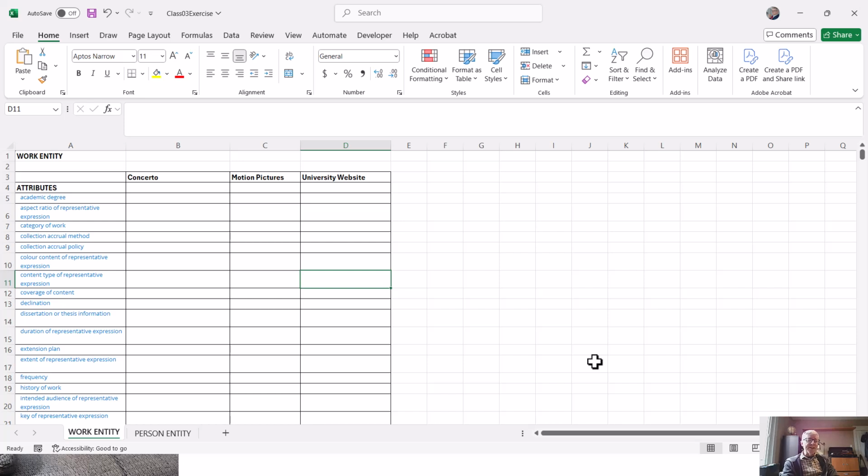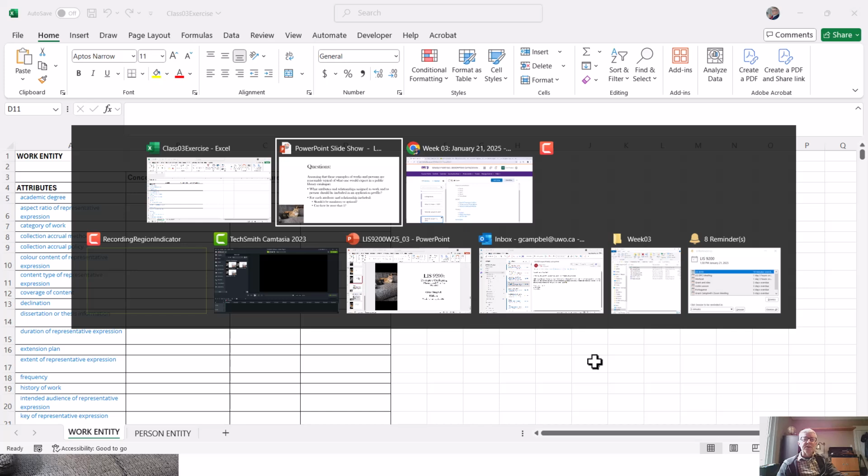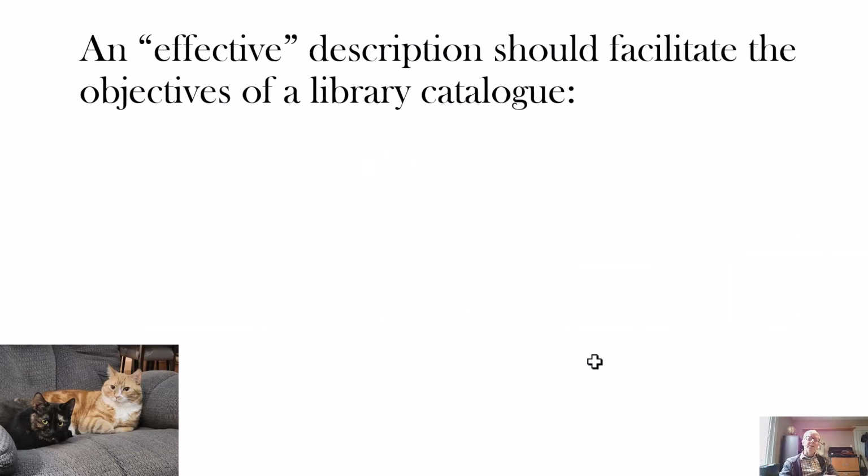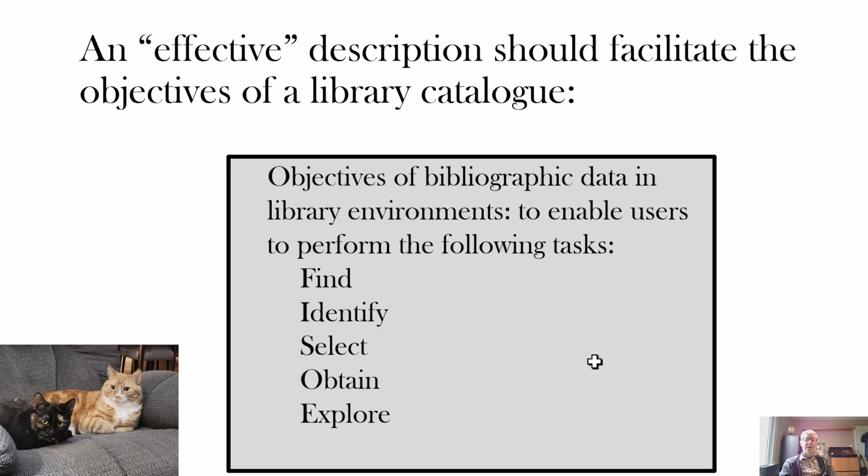This is just to get you thinking about the kind of decisions that need to be made for the midterm assignment. And in making your decision as to what you consider relevant or not, you should keep in mind that an effective library description should facilitate the objectives of a library catalog, which are to enable people to find, identify, select, obtain, and explore the resources of a library catalog. So do that on your own, and we'll talk about it next week when we meet in person.